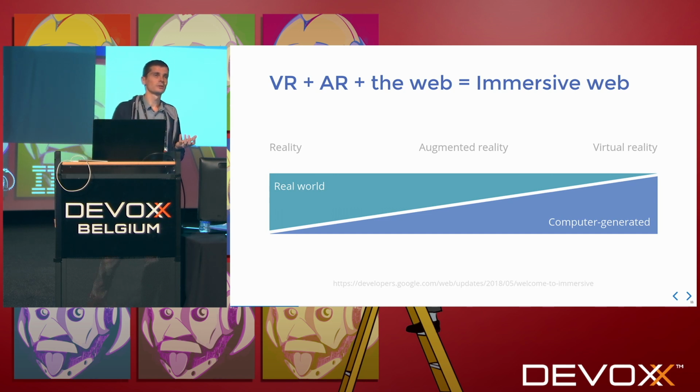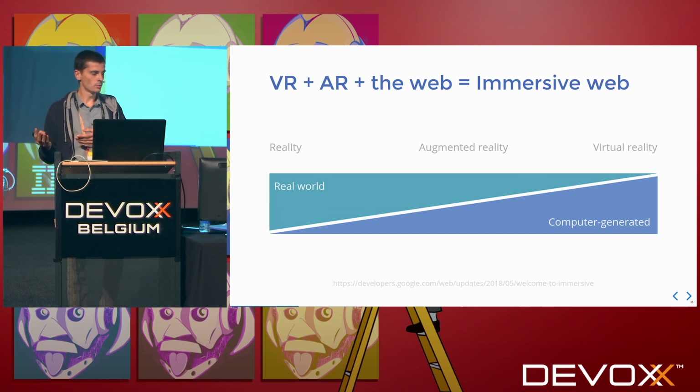So the final definition for the immersive web is a mix of VR, AR, and the web, and how we can deal with all these kinds of experiences on the web platform.